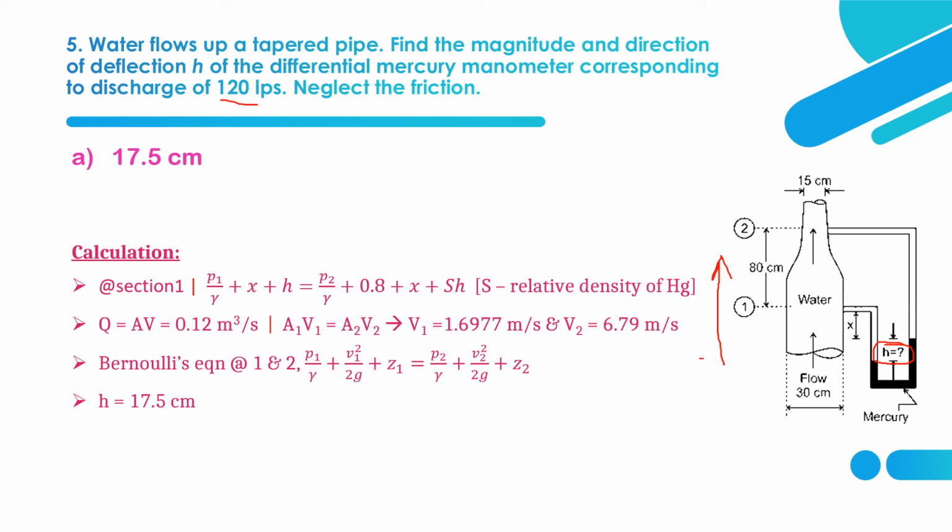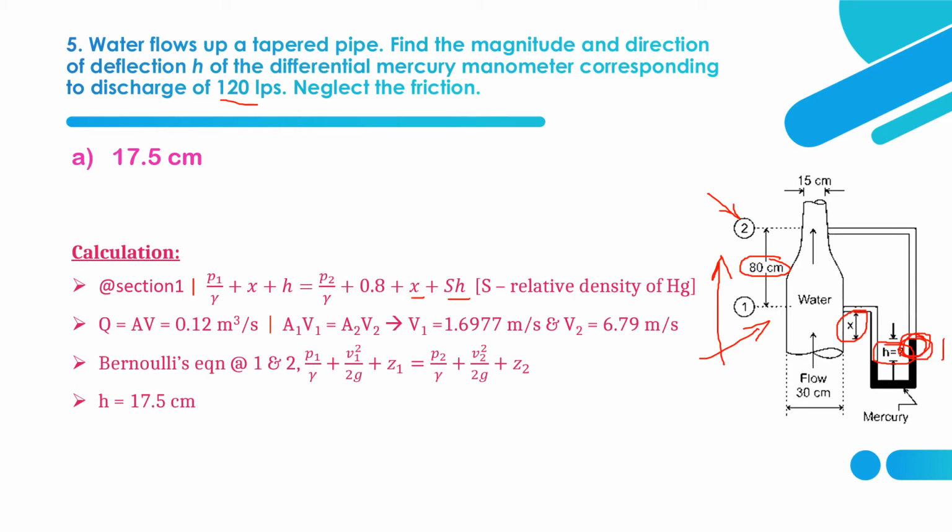At section 1, you can see here P1 by rho g, or we can denote that as gamma, that is nothing but specific weight, plus x plus h equals to, this is at section 1, and we have to find pressure parameters for section 2. P2 by gamma plus 0.8. 0.8 is nothing but 80 centimeter between section 1 and section 2, plus x plus sh.